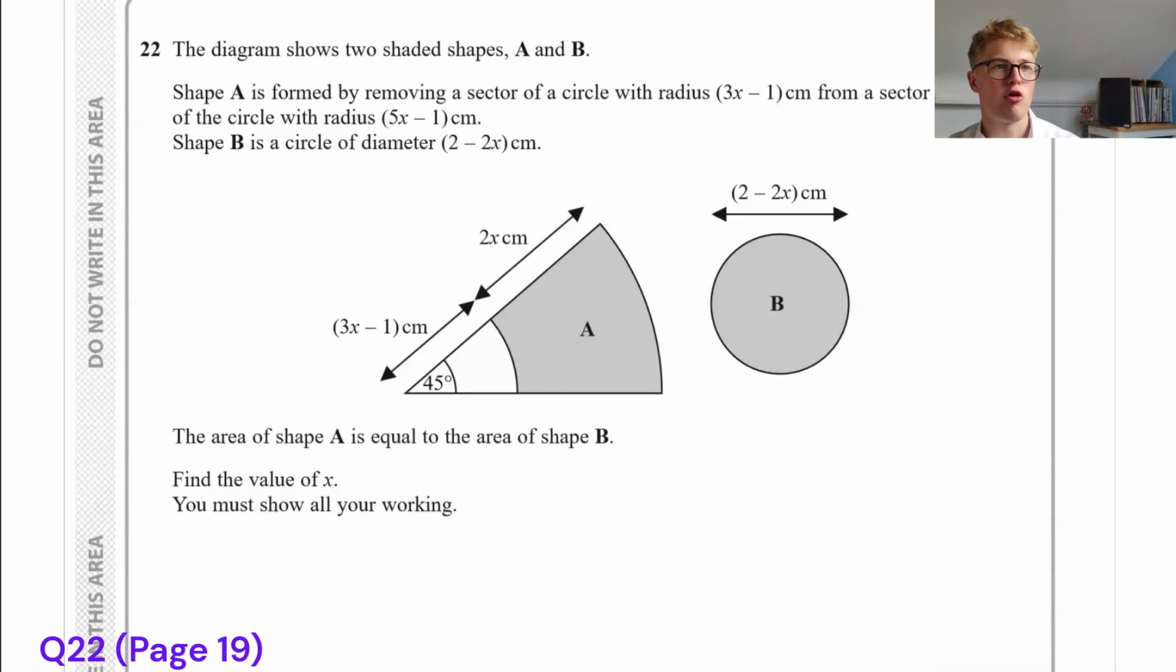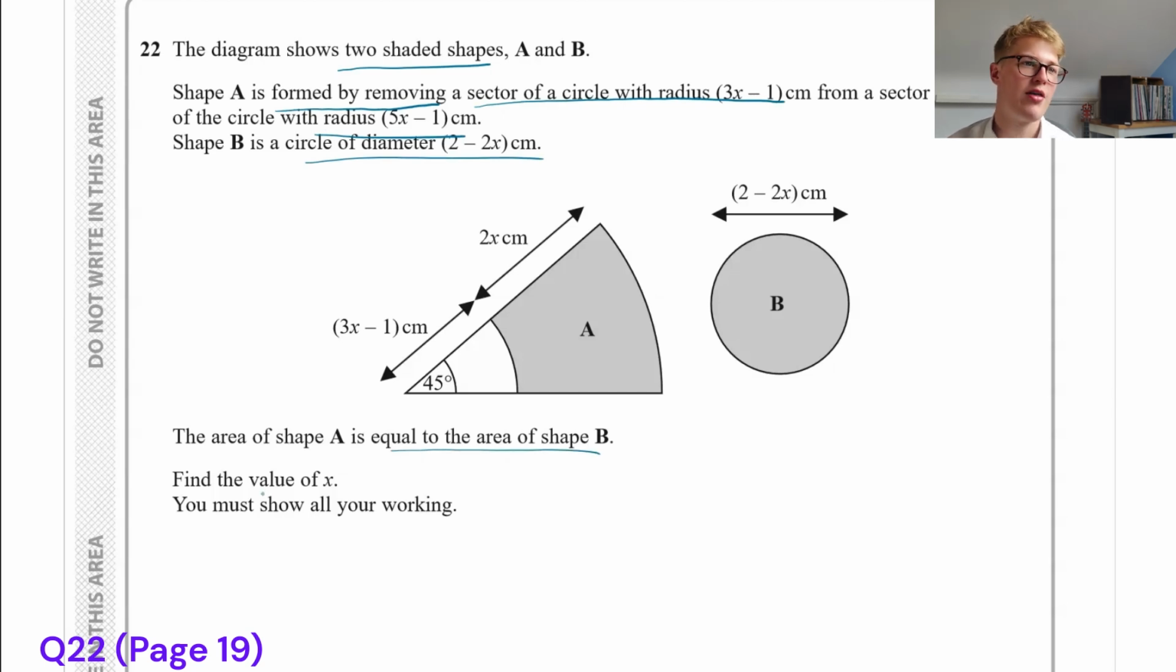The diagram shows two shaded shapes A and B. Shape A is formed by removing a sector of a circle with radius 3x minus 1 cm from a sector of the circle with radius 5x minus 1 cm. Shape B is a circle of diameter 2 minus 2x cm. The area of shape A is equal to the area of shape B. Find the value of x. You must show all your working.